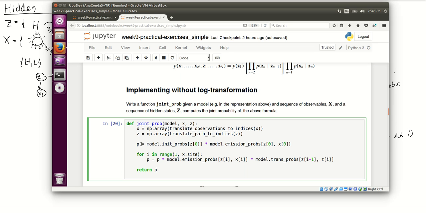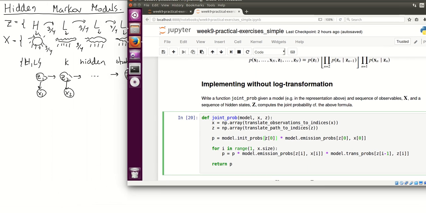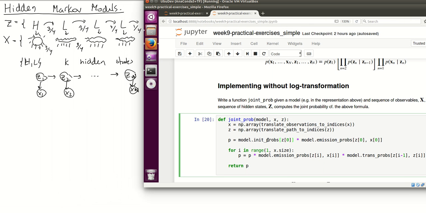So we'll say p is the initial probability of starting in the corresponding state. This will correspond to the probability of being in the first state that we are given in the z. In this case, this would be an H, like high pressure. And then we multiply this by the probability of observing the first observable given we're in this particular hidden state. So this would be, what is the probability of starting in high pressure, and what is the probability of emitting sunshine if you're in high pressure.